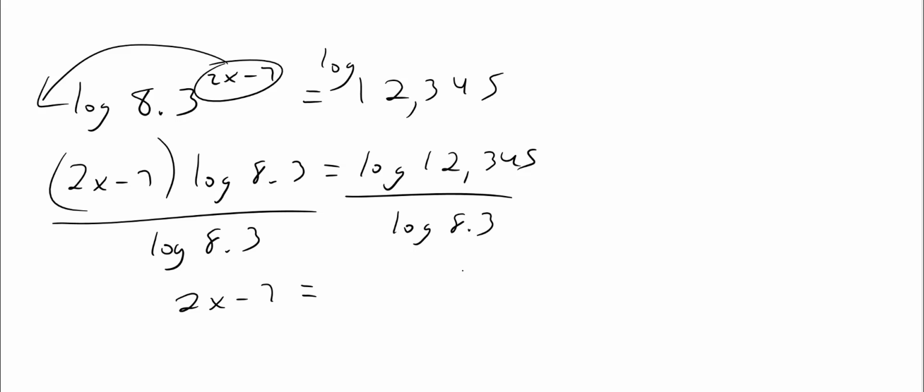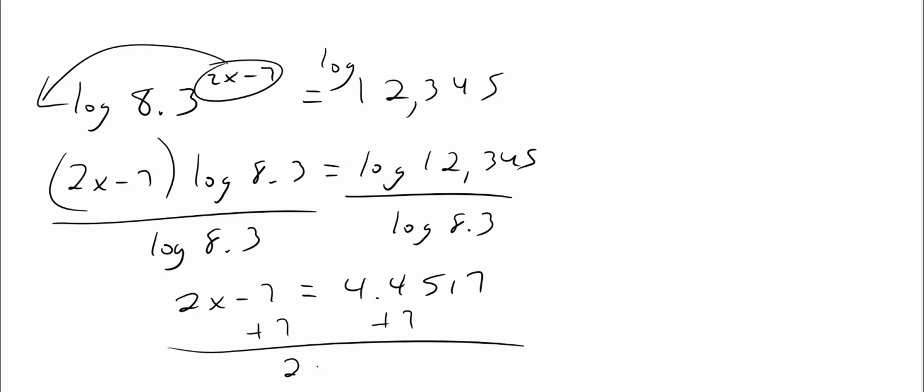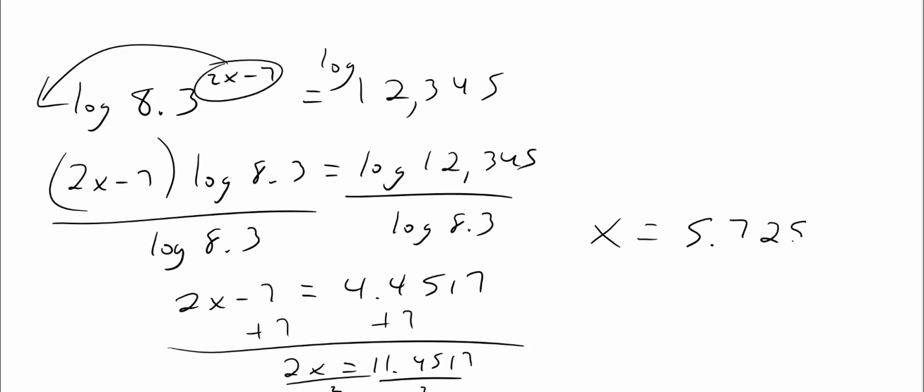And I get 4.4517. So I'm going to solve, so I'm going to add 7. So I get 2x equals 11.4517 and divide both sides by 2. So x comes out to be, so I'm going to do this in my calculator, plus 7, and divided by 2, and I get 5.7259. Okay, yep, that's it.